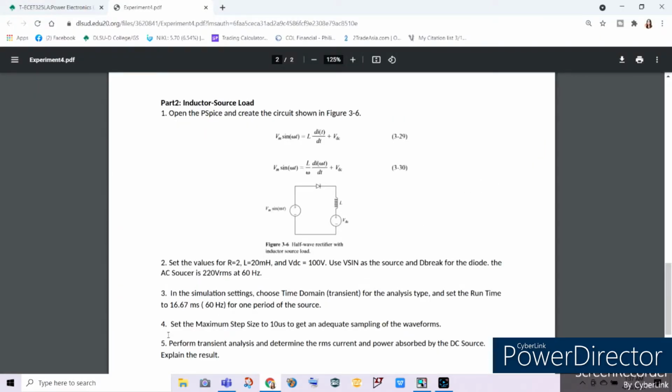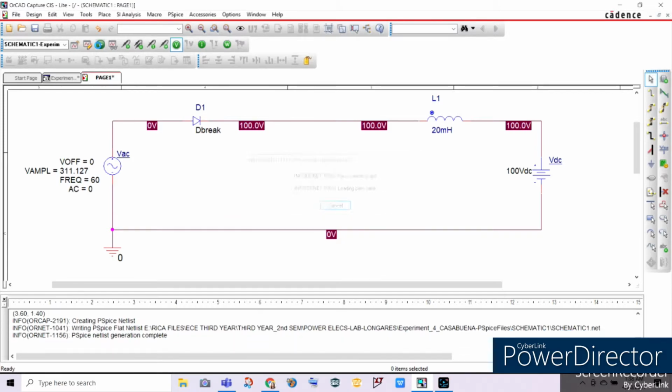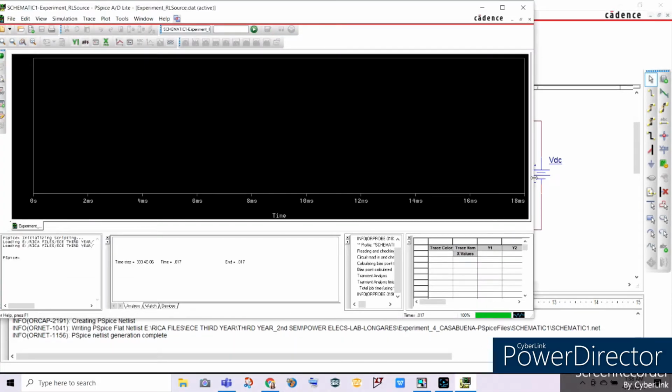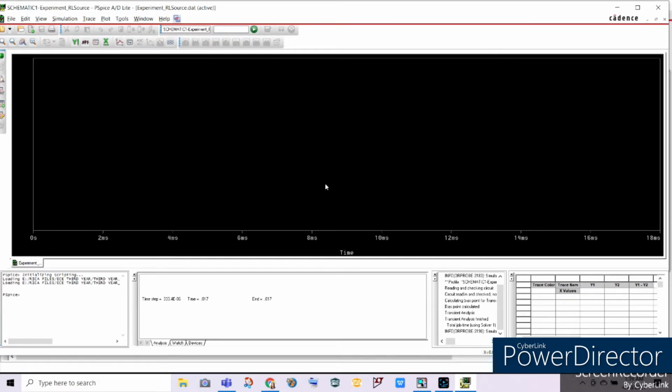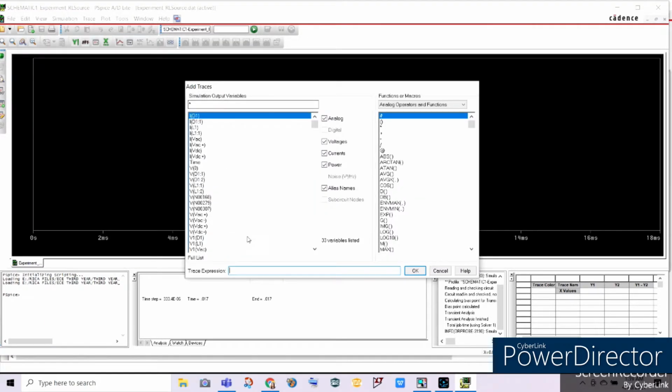For our maximum step size, it will be 10 microseconds, and we will be performing transient analyses for the RMS current and the power absorbed by our DC source. So let's go back to our PSpice, run the simulation, and go to our simulation tab. Let's maximize it. Now, plotting the RMS current of our DC source, let's type RMS and then the current across our voltage source, with open and close parentheses, and click OK.